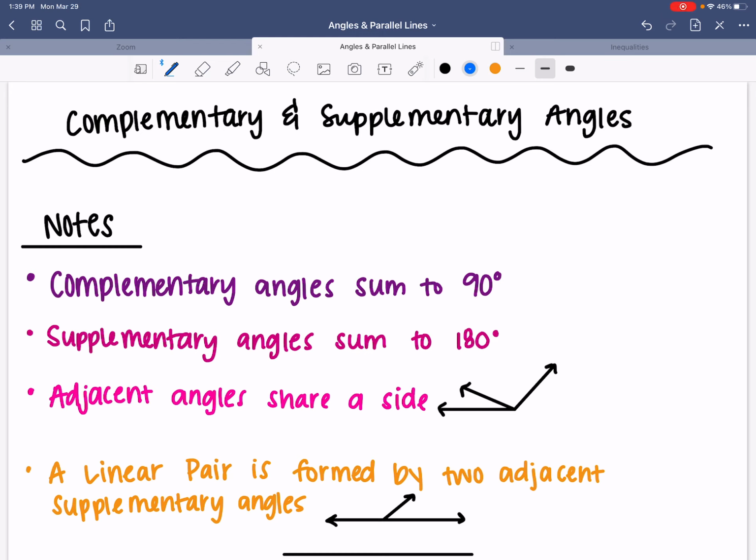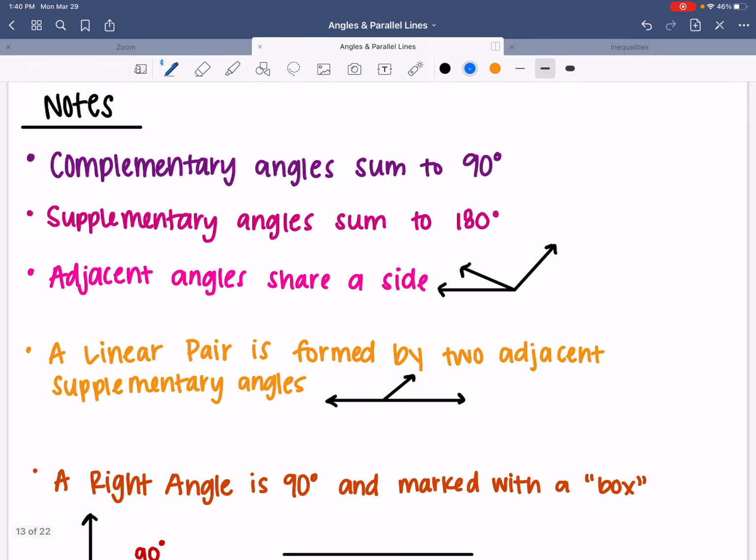In this video, we are going to talk about complementary and supplementary angles. First, we have some notes here about those two types of angles. Complementary angles sum to 90 degrees. That means when you add them, they equal 90 degrees. Supplementary angles sum to 180 degrees.